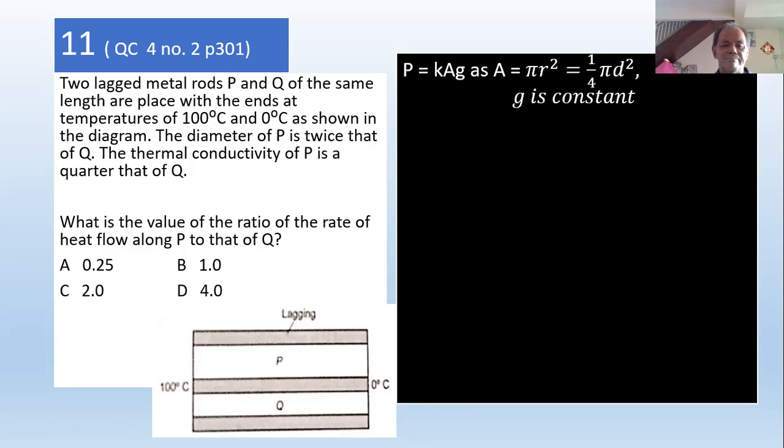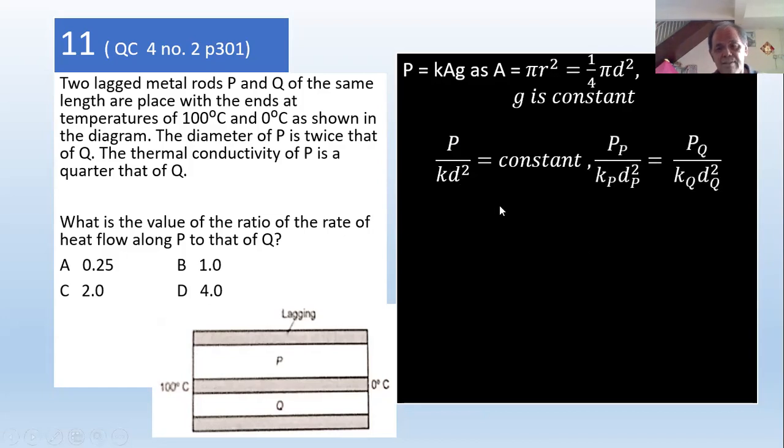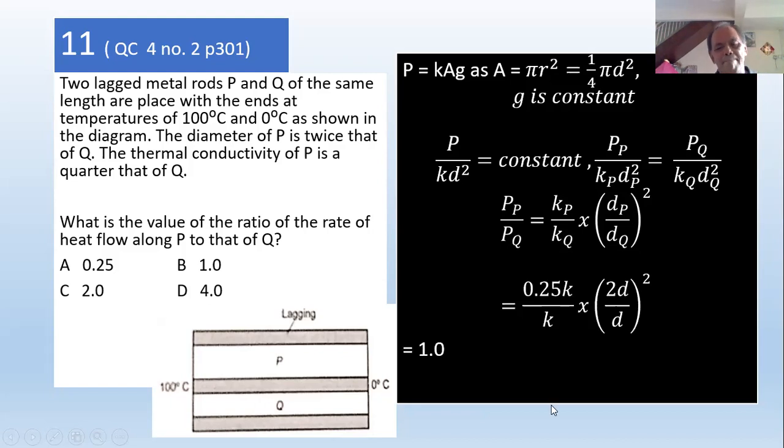G is constant, same temperature there, same temperature gradient. So what is a variable? P is K D squared. That is for rod P, and this is for rod Q. And then you want the ratio of P to Q. Write down P to Q. Take the Q down. Take the KP up. Take the DP squared up. So you got that. Then put in your value. What is given? Answer B. Play with the formula only.